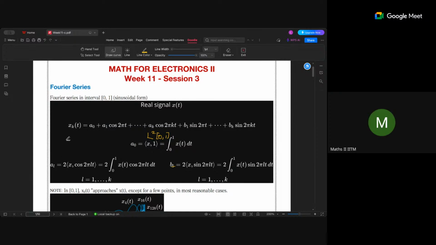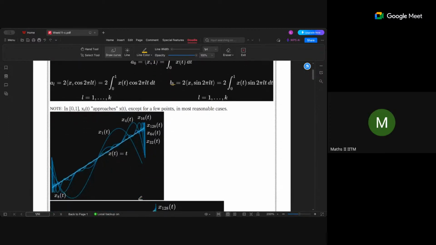So if you have this xk of t given by these coefficients, then it will converge to x of t. What was the example given? The example is the very simple function x of t equal to t. Just look at the graphs. This one is x1 of t, and this is x4 of t, right? As you increase the k value, you can see that the curves are going closer and closer to the line x of t equal to t.